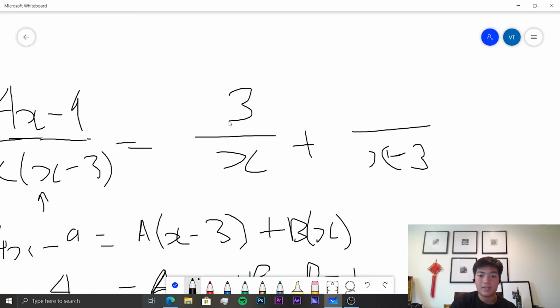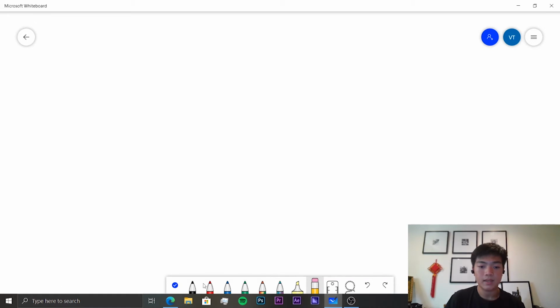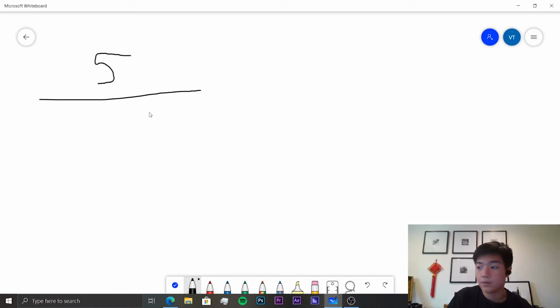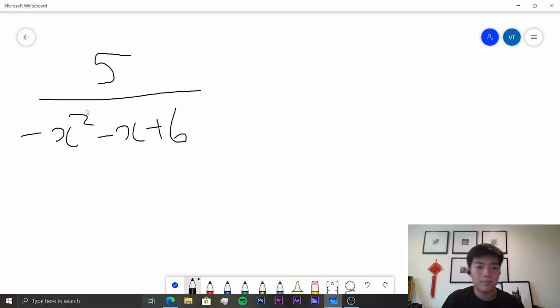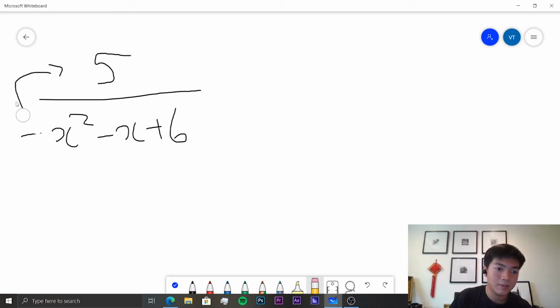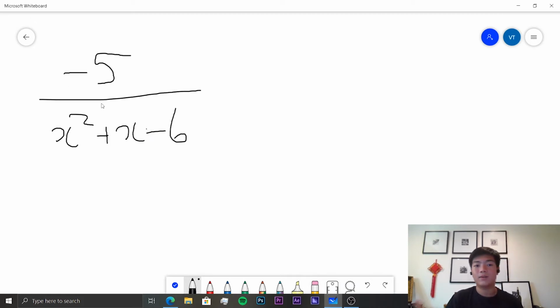So we have 3 over x plus 1 over x minus 3, and there it's done. So for the next problem, we have 5 over negative x squared minus x plus 6. And I'd like to move this negative up to the numerator because it will simplify things later. So if we flip all of these signs around, this would be negative 5 over x squared plus x minus 6.